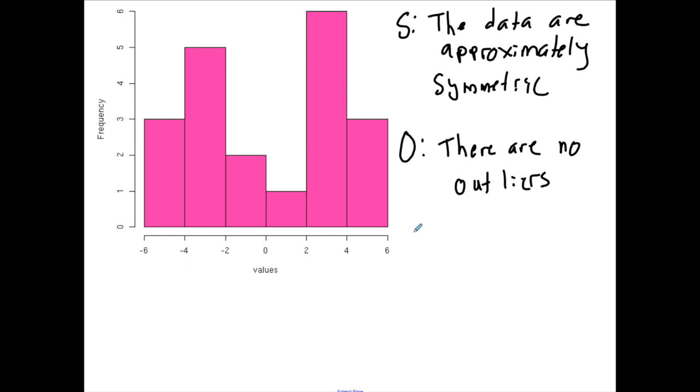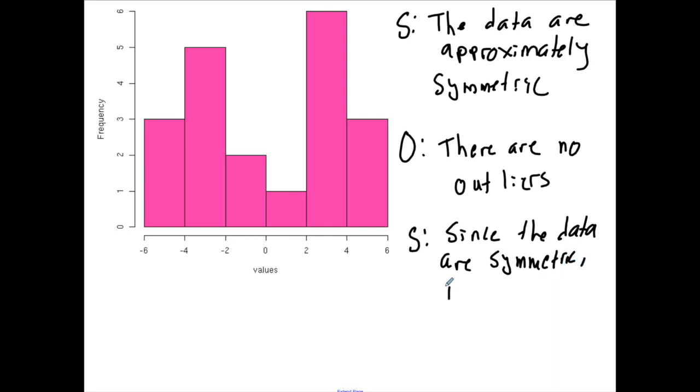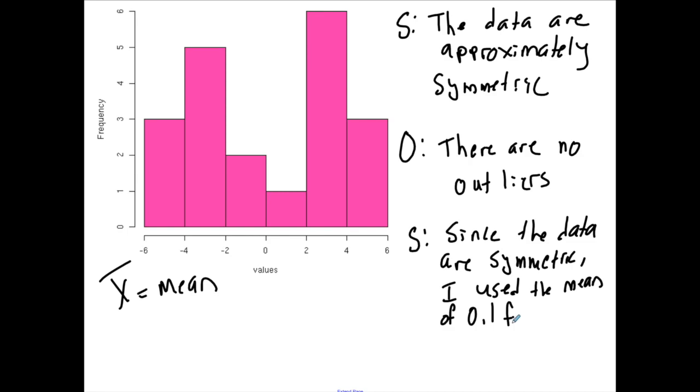Okay, so I'm going to say, since the data are symmetric, I used the mean, and remember the mean is always the x-bar, of 0.1 for the center. Oh, and this is supposed to be center, not S.